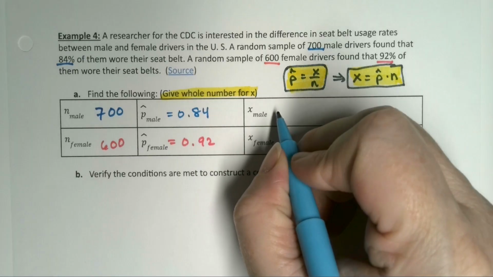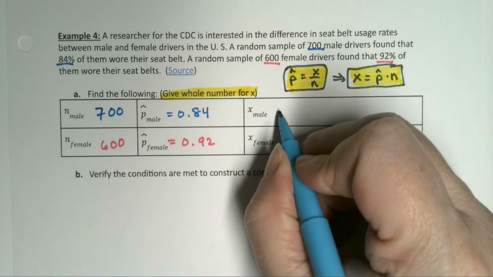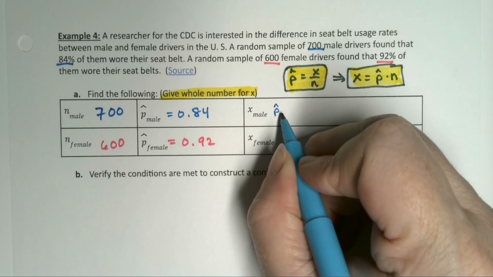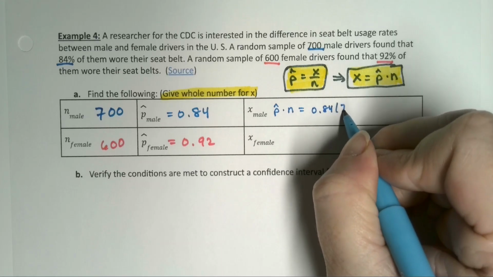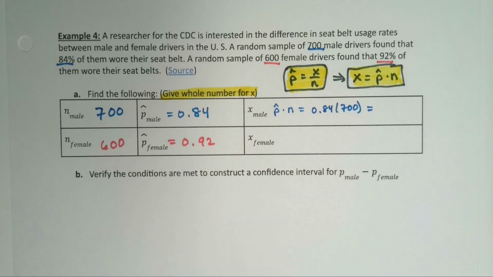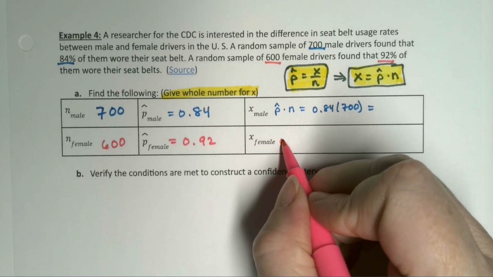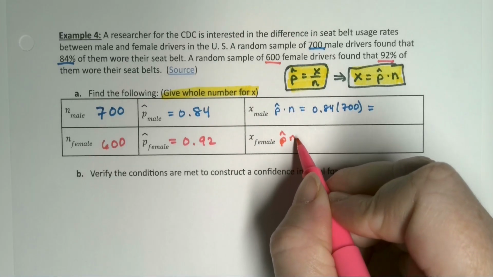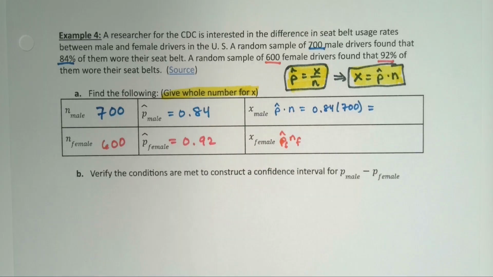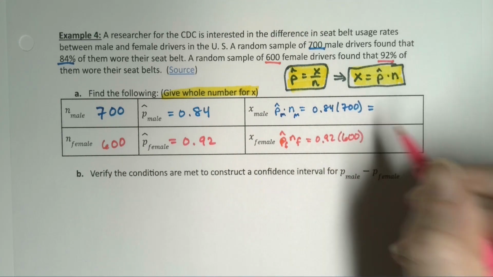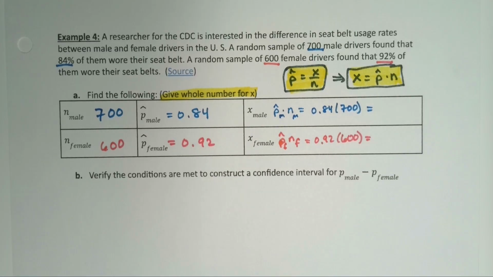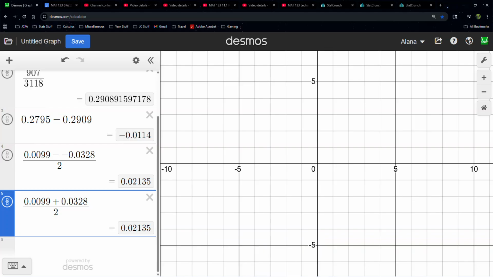So x would be equal to p hat times n. So it's the p hat for the males times the n for the males, which would be 0.84 times 700. So we've got to find that number. And then we also want 0.92, so p hat for the females times n for the females. I'll put little f's next to these and little m's next to these. So we want 0.92 times 600. Okay, so let's go find those. And we need to round to the nearest whole number, not fancy rounding, just ordinary rounding.